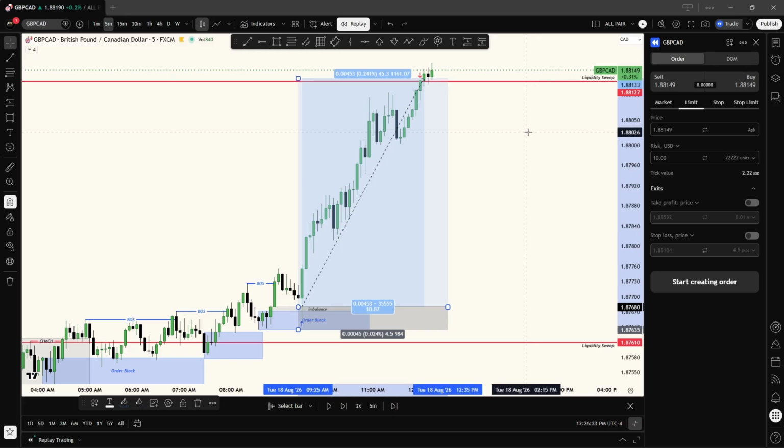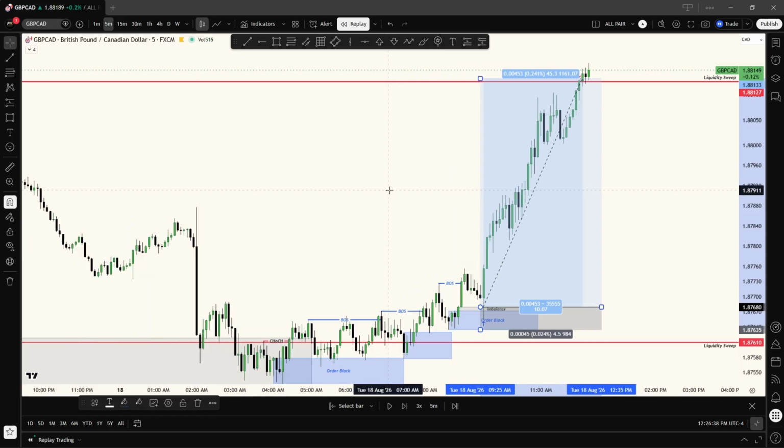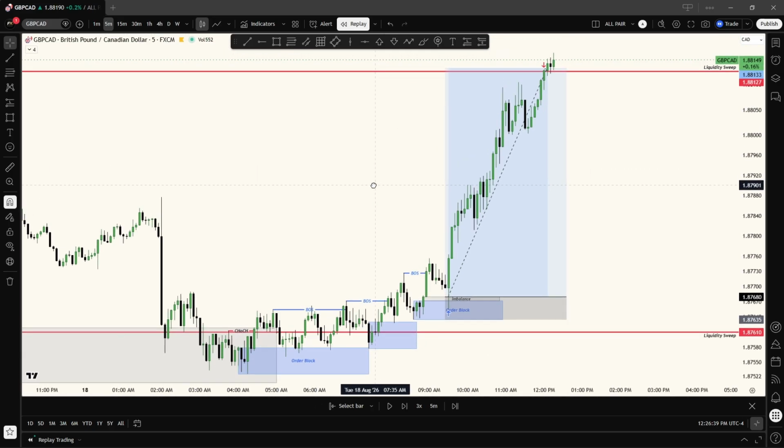So, go open your own chart, use replay mode, and backtest this exact model a few times. Trust me, once you see it work with your own eyes, everything starts making sense.